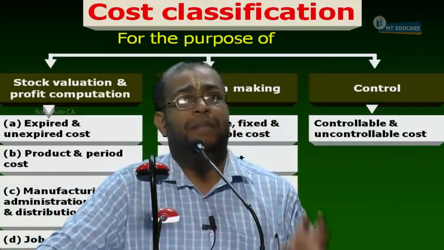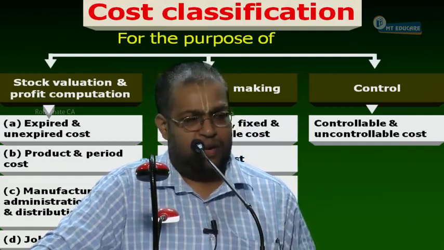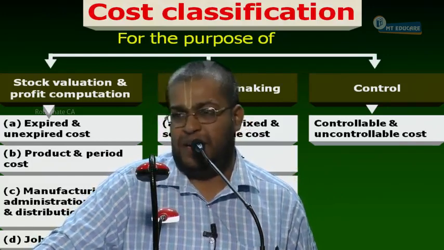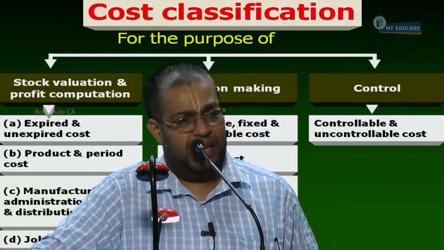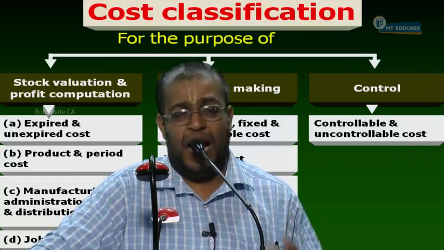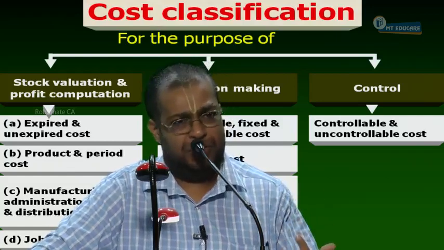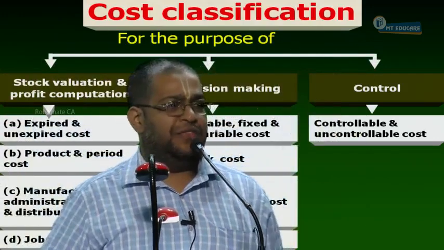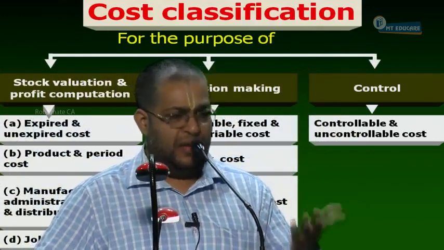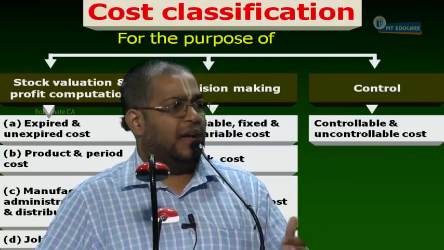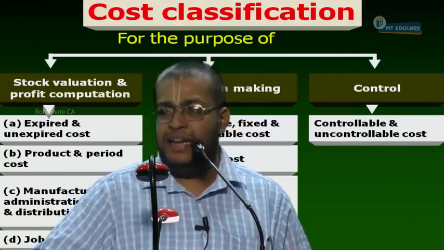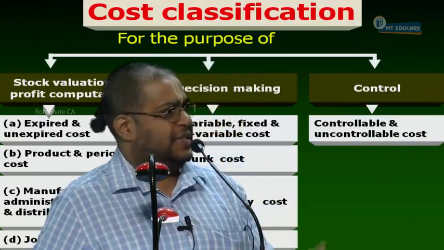Now, for the purpose of stock valuation and profit computation, I classify cost as expired cost, unexpired cost, product cost, period cost, manufacturing, administration, selling and distribution cost, job cost and unit cost. These ways I classify. I classify persons as men, women. Yes or no? I classify as outstation, local. I classify as faculty, student, Indian, non-Indian. All are persons; I classify them.